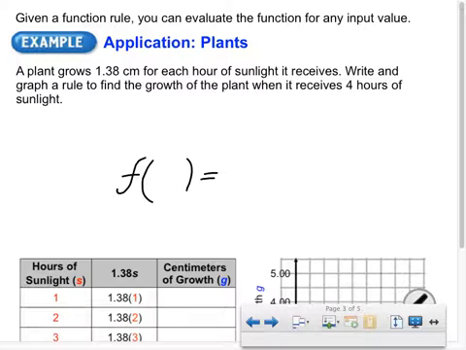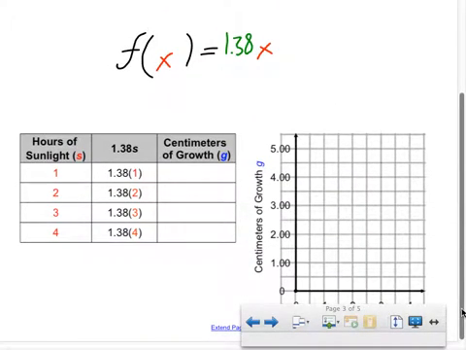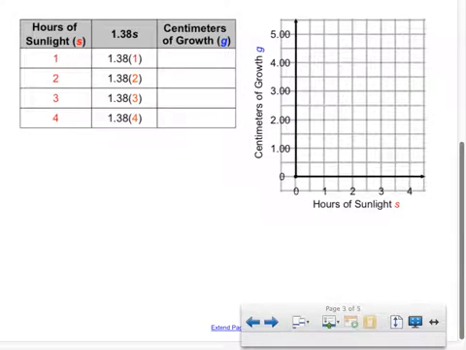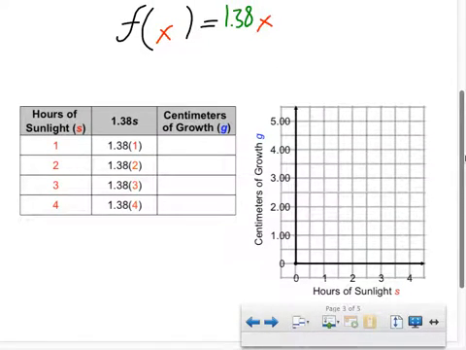Khadijah, what do you got? The function is y equals 1.38 centimeters x. Yep, very good. All right. And we don't have to make an adjustment because at 0 hours of sunlight, there's not going to be any growth, right? So we don't have to adjust that, but that's my function. And so let me go ahead and graph this. Okay, any question how we got that function? We're good? All right, I'm going to go ahead and graph these values.